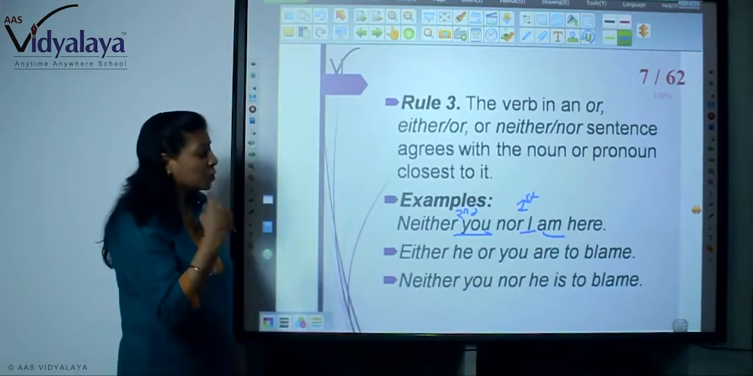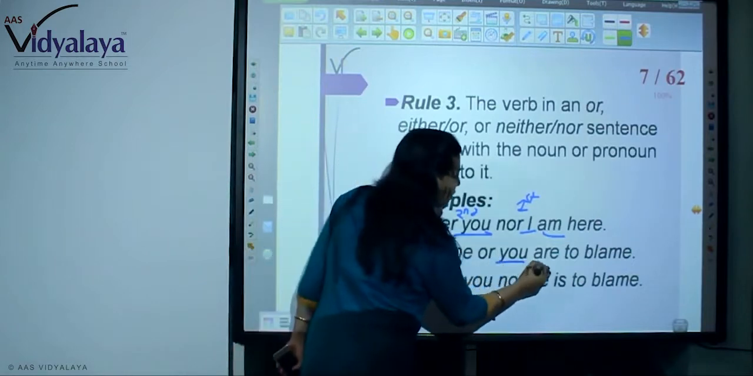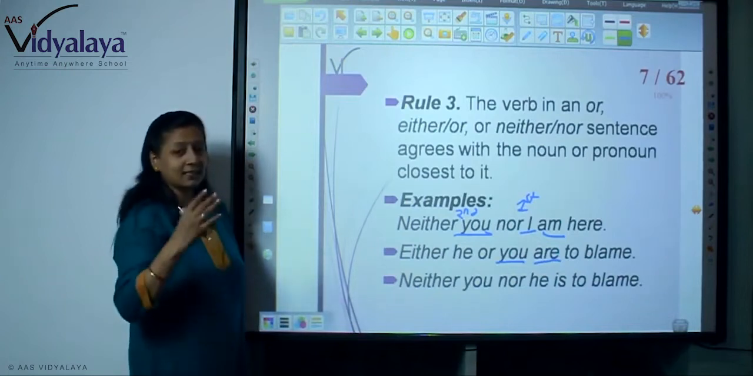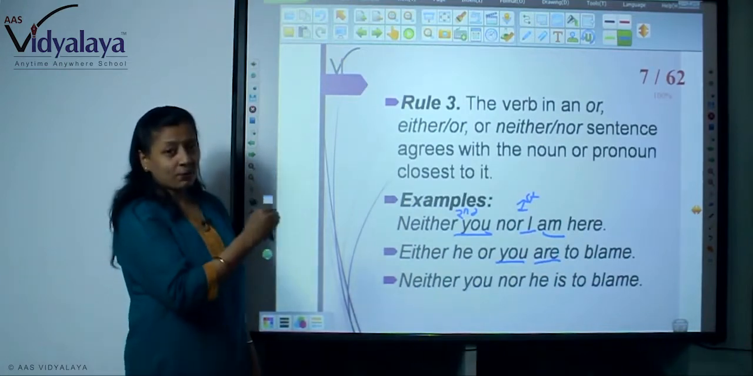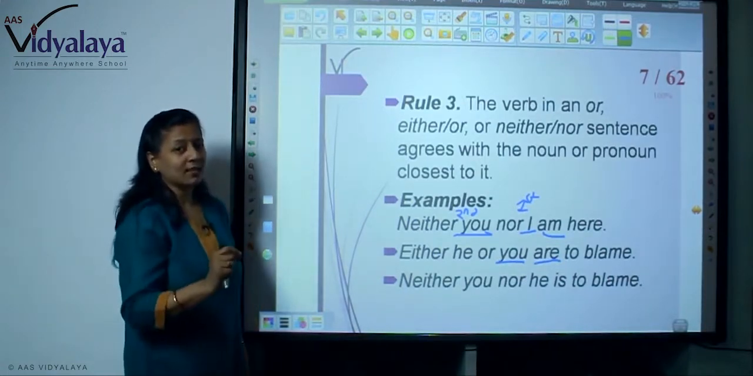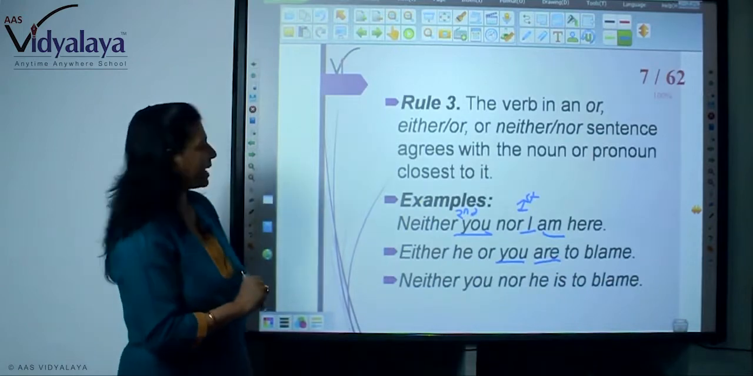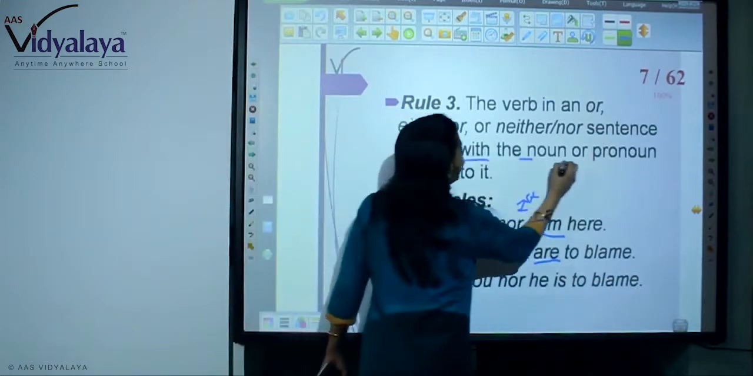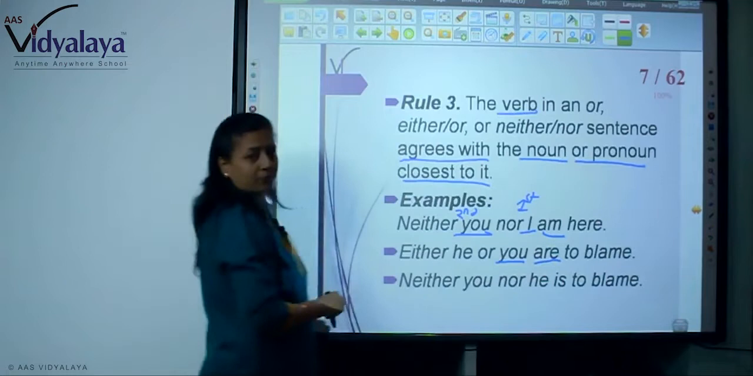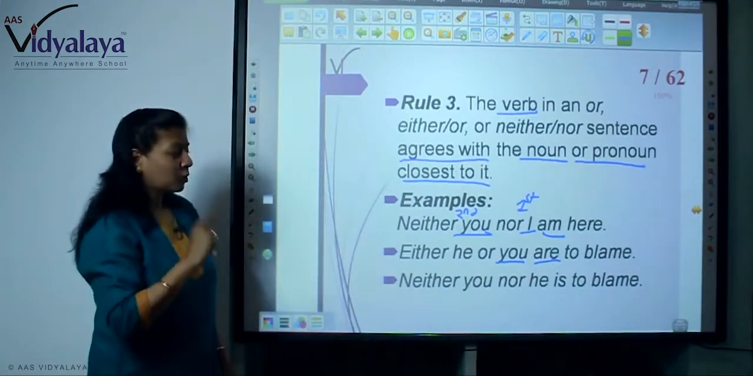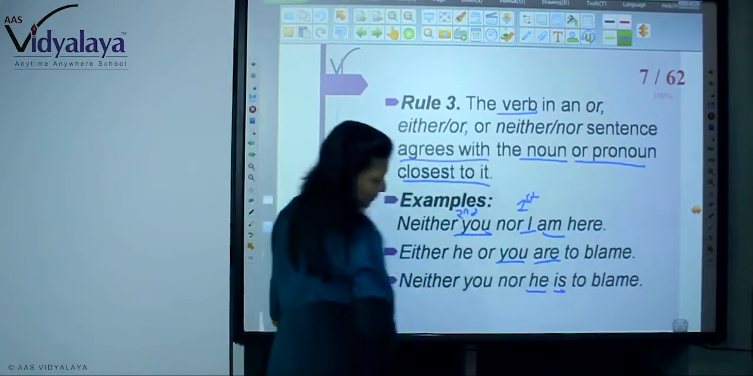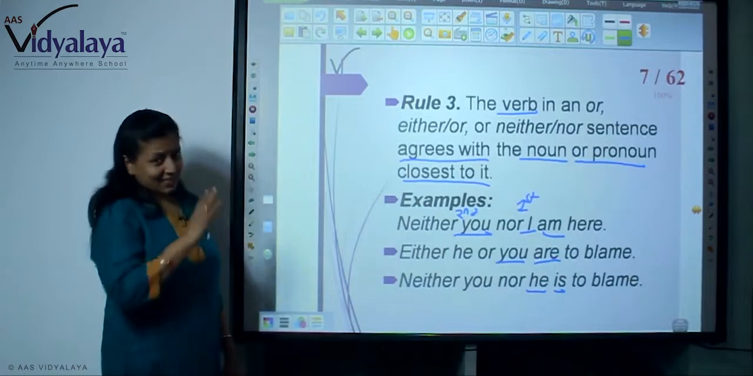Either he or you are to blame. You, so are, not according to he. What is the verb? What is the person? That you will have to consider for that verb, a subject-verb agreement. The verb agrees with the noun or pronoun closer to it. Closer to what? The verb. Right? Neither you nor he is to blame. Here, as he is closest, so is. It's very easy to understand.